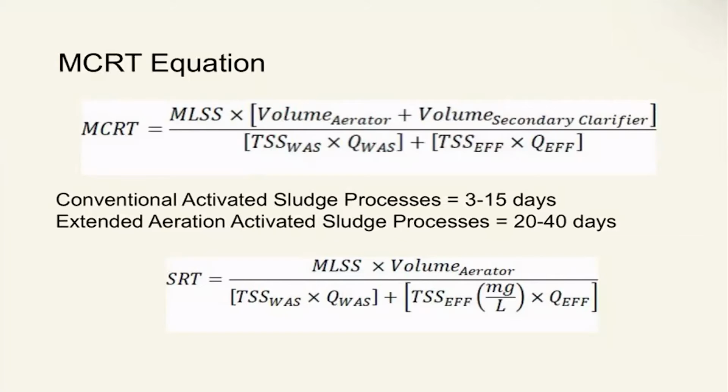Now, I've also included the typical SRT equation, which if you compare to the MCRT equation, you can see does not account for the volume of activated sludge present in the secondary clarifier. Some of you may still find this equation useful, but like I mentioned earlier, I would also suggest that if you are asked to calculate SRT, you should verify what equation you're being asked to use on your reference sheet or on your certification test. Because like I mentioned earlier, some resources use the two interchangeably, or they also will mix them around.